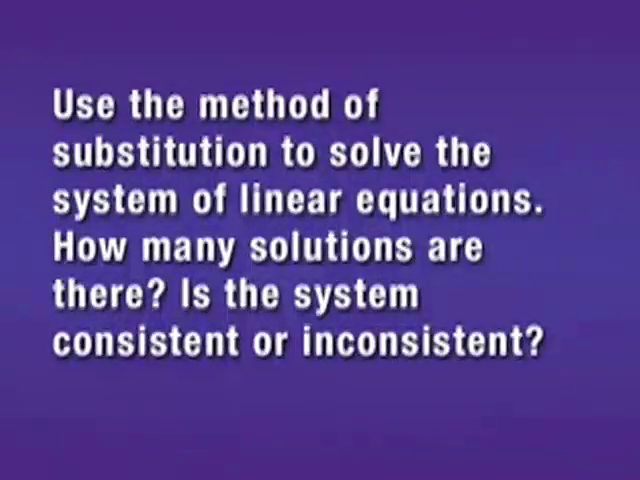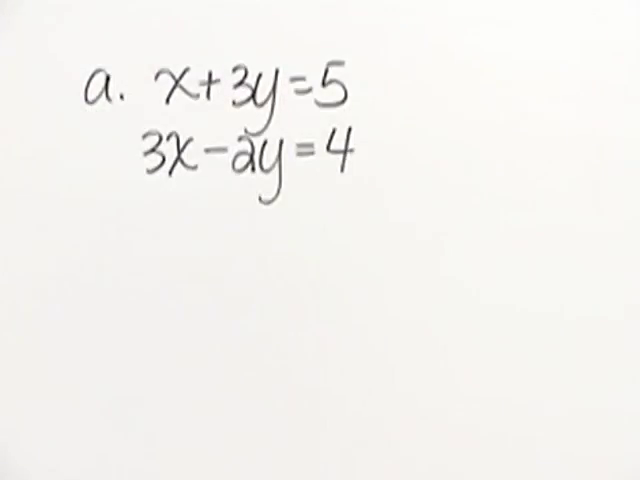Use the method of substitution to solve the system of linear equations. How many solutions are there? Is the system consistent or inconsistent? So for part A, we have the equations x plus 3y equals 5 and 3x minus 2y equals 4.